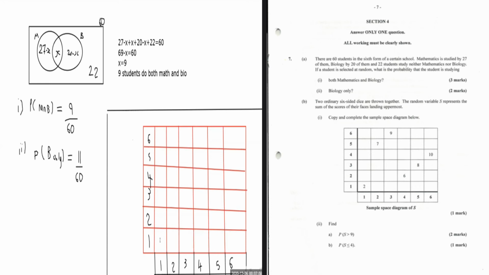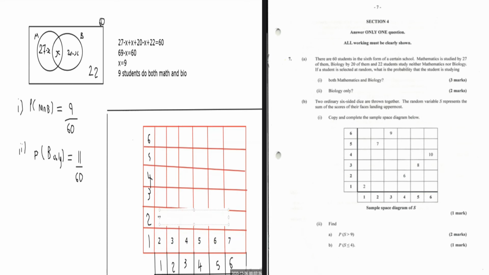The sample space is going to be right here, 1 plus 1. 1 plus 1 is 2. Then over here, it's going to be 2 plus 1, which is 3. 3 plus 1, 4. 4 plus 1, 5. 5 plus 1, 6, then 6 plus 1, 7. So that's the sample space.